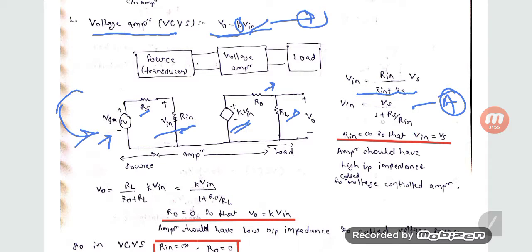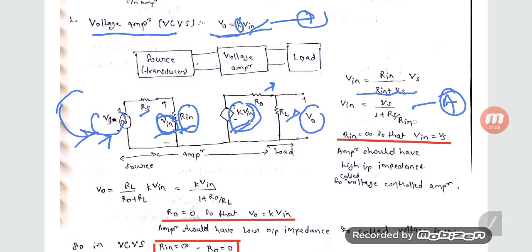So if you see here, to get a high output voltage, we need a high dependent voltage K Vin. Okay, to get high Vin, so Vs is fixed, we cannot do anything with Vs. So to get high Vin, we will require high Rin.